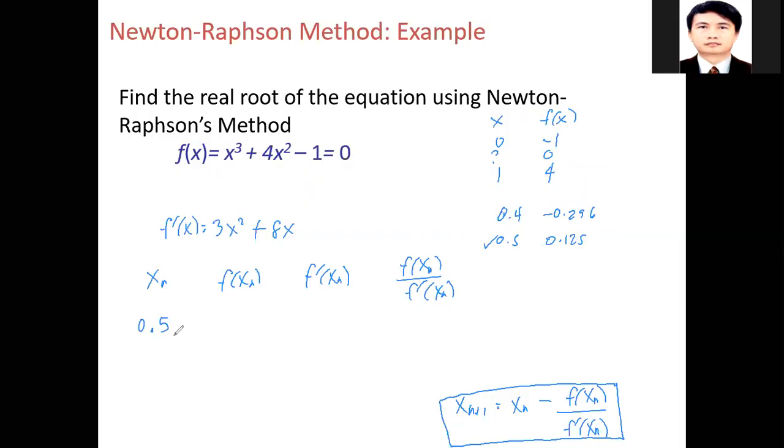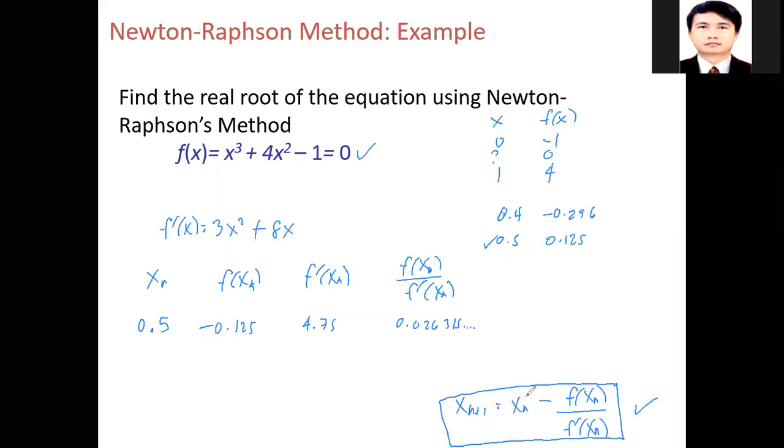Of course, to determine the value of f of x of n, just substitute this 0.5 to the given function. So this gives us negative 0.125. And to determine the value of f prime of x of n, just substitute this 0.5 to this f prime of x. So this will give us 4.75. Now to obtain this last column, just simply divide these two. So this will give us 0.026315 and so on.